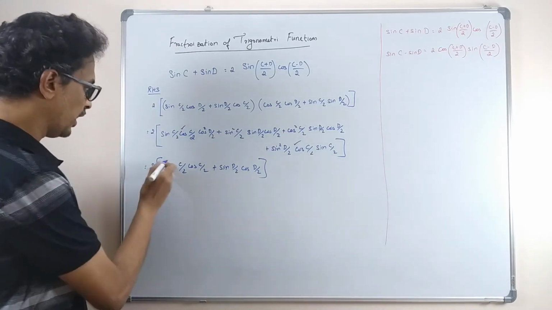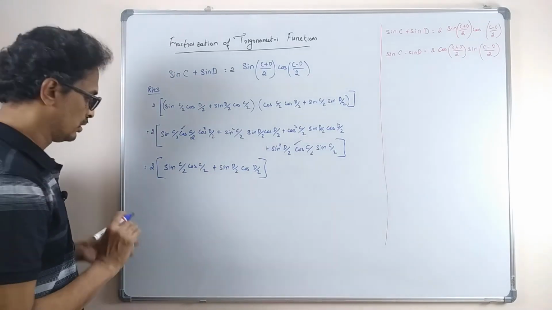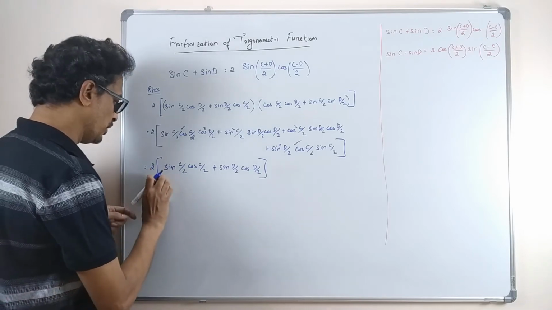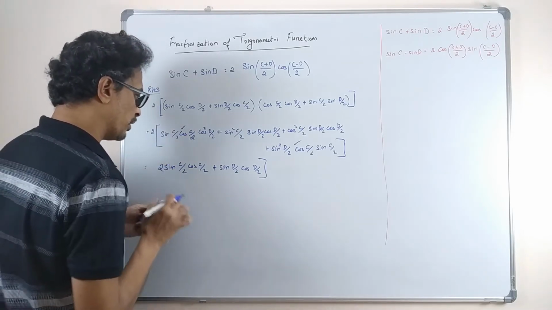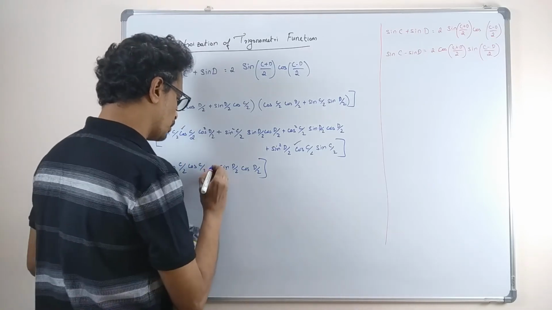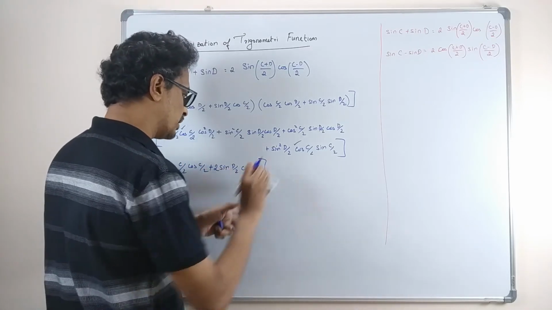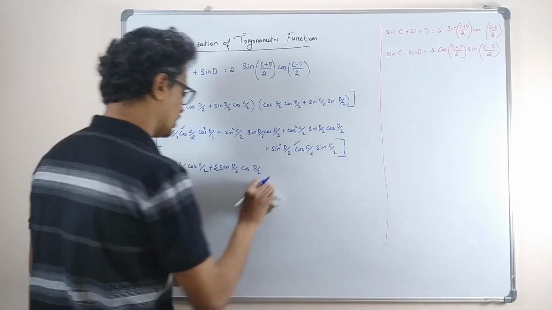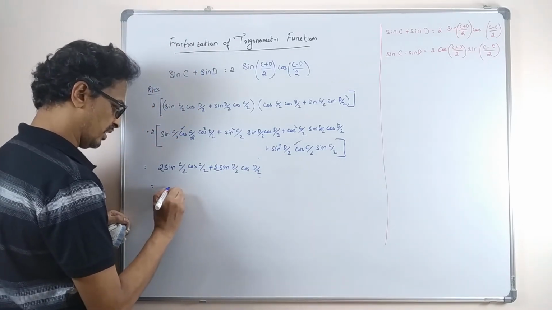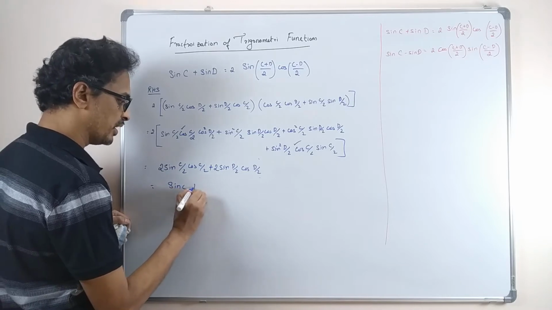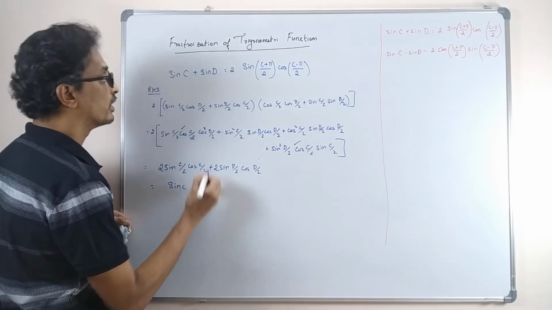Okay? Now take this 2 inside. If I take the 2 inside, what happens? It becomes 2 times sin C/2 plus 2 times sin D/2. Correct? So what is this formula? This is sin C plus sin D, and that's what the formula is.